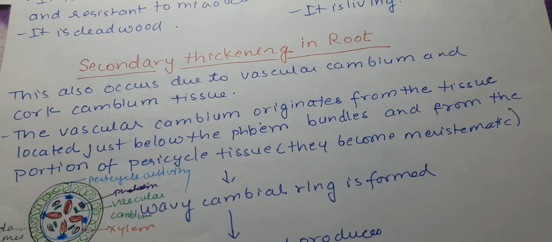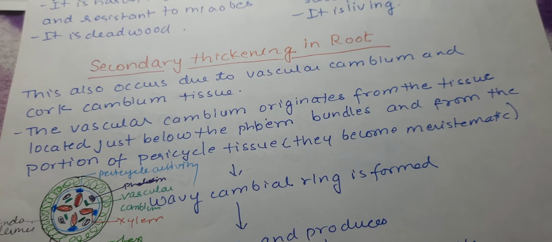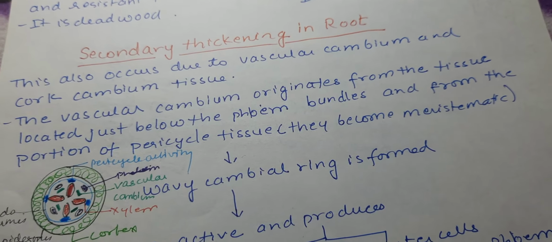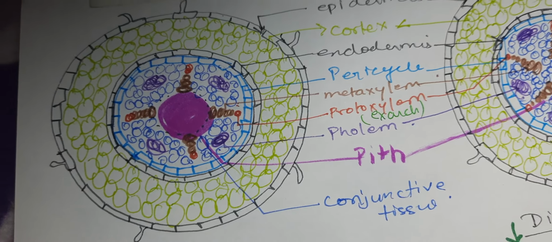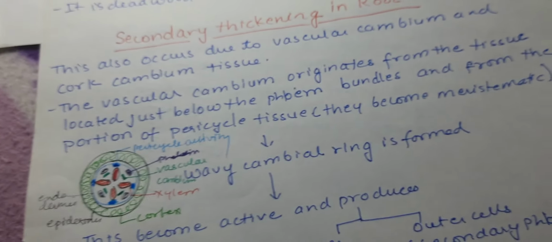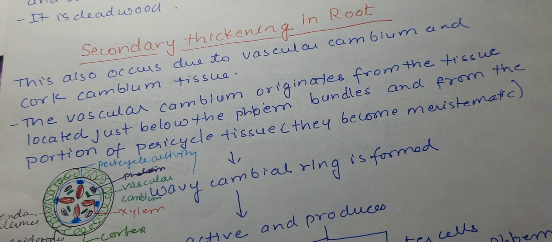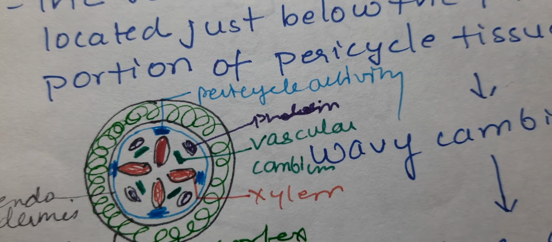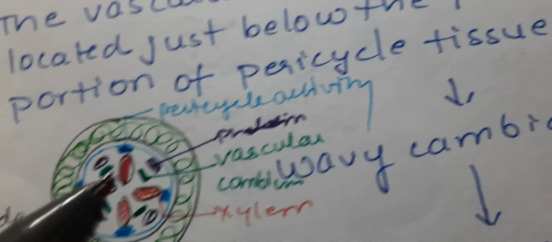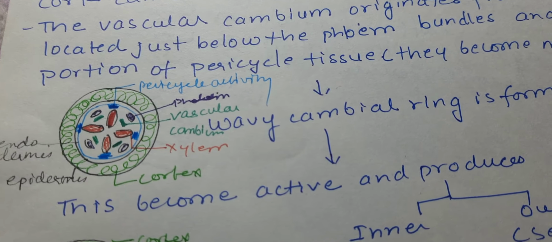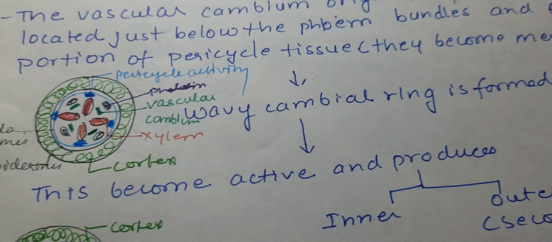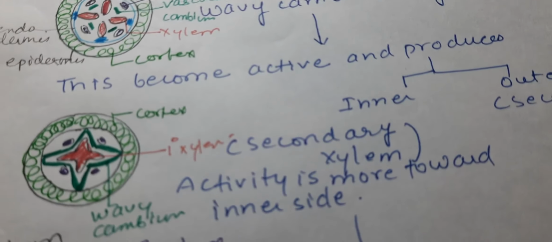Now we'll discuss the secondary thickening in root. The same cells, vascular cambium and cork cambium, just like in stem, are responsible. But here you must know the structure of a dicot root. Just to recall, you can see the vascular bundles are there, pericycle is there, and phloem is there. Here we will see how it takes place. The vascular cambium originates from the tissue located just below the phloem bundle, that is here, and from the pericycle tissue, and they become meristematic. So these two places become meristematic, and the meristematic cells start dividing. So a wavy cambial ring is formed.